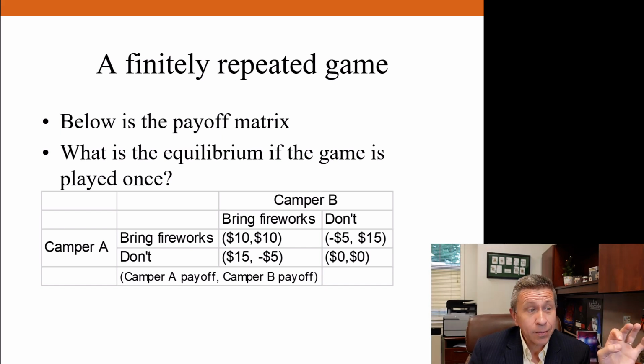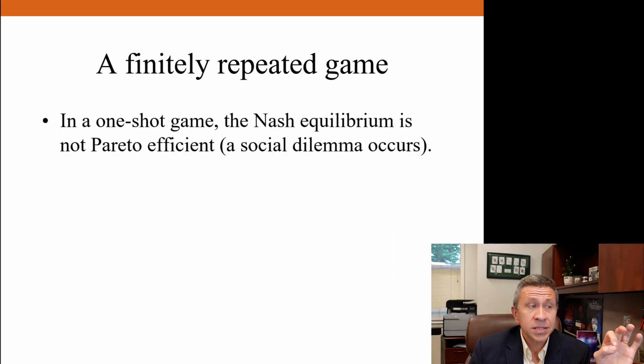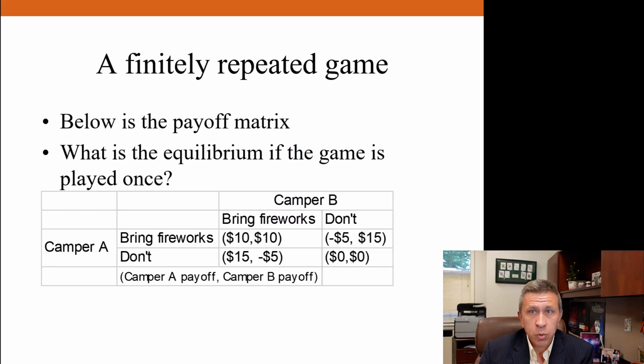Now, if this game were only played one time, what's the Nash equilibrium? Well, let's just look at each of the four outcomes. If they both bring fireworks, that looks like a pretty good outcome, right? They each get $10 in value. However, there's an incentive to not bring it. Somebody else is bringing the fireworks, so you could get $15 in value without spending a penny. So you go from $10 to $15 in value if you're camper A. Camper B actually also wants to switch.